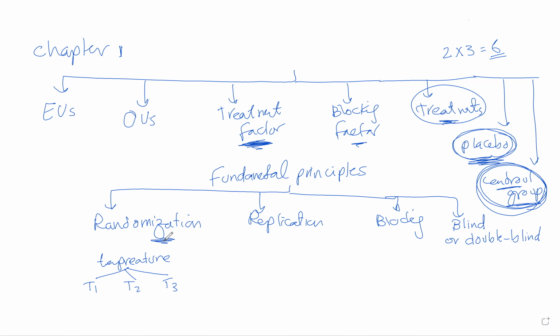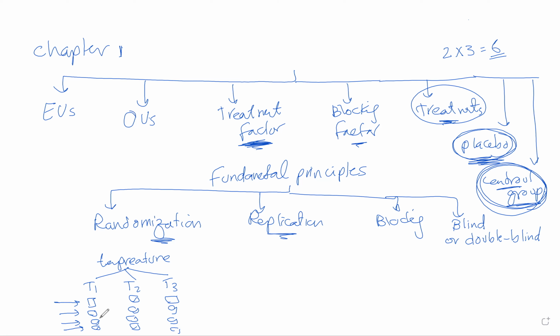Let's start with replication. Replication means I should assign more than one experimental unit to each treatment. If I assign only one experimental unit to each treatment, I will not be able to estimate sigma square. So I need to have more than one experimental unit assigned to each treatment, at least 2. I can have more. So this is replication. It means I repeat the whole experiment more than one time. So in this case, I repeated the experiment 4 times.